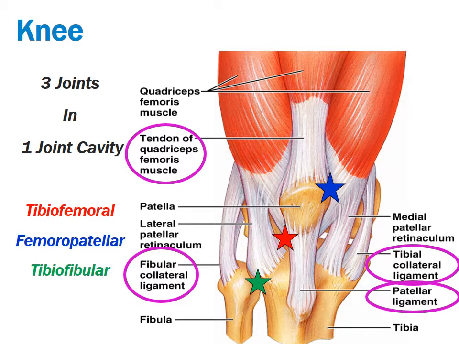Tibiofemoral. This articulation lies between the tibia and femur. It is a synovial joint that allows for flexion extension. It is inside the main joint cavity. Tibiofibular. A fibrous joint between the tibia and fibula for stability. It is still inside the joint capsule.